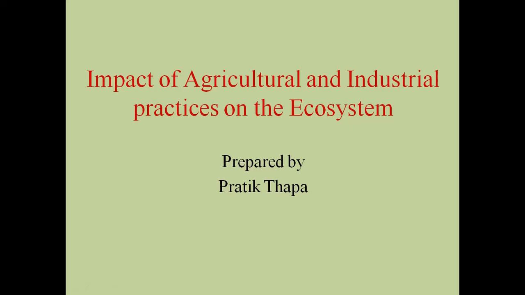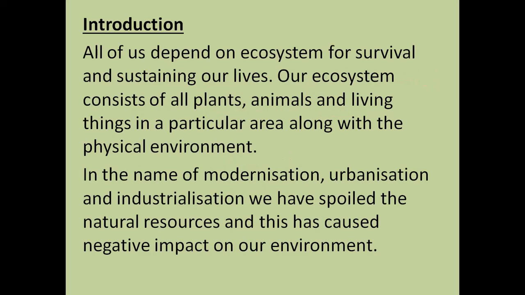Hello dear children. Now in this video we will discuss chapter number 9, impact of agricultural and industrial practices on the ecosystem. So we all know that we are dependent on the ecosystem, that is our surrounding, for survival and sustaining of our lives. And our ecosystem consists of plants, animals and living things in a particular area along with the physical environment.